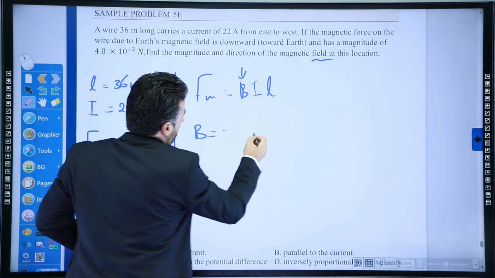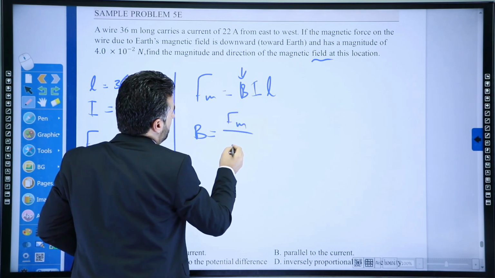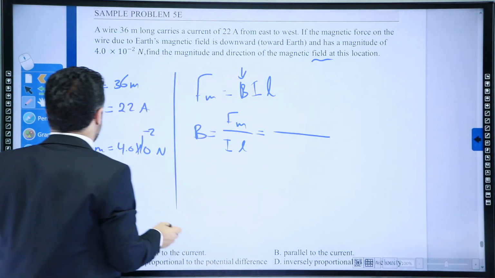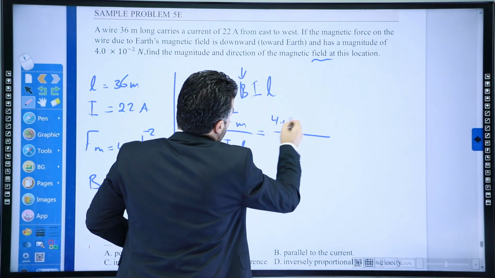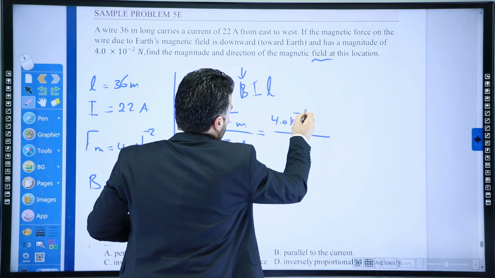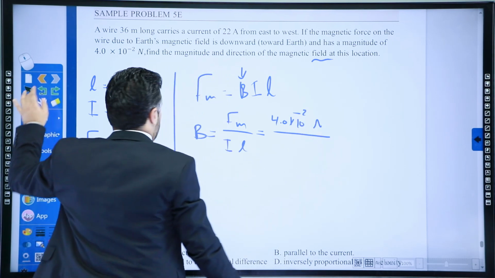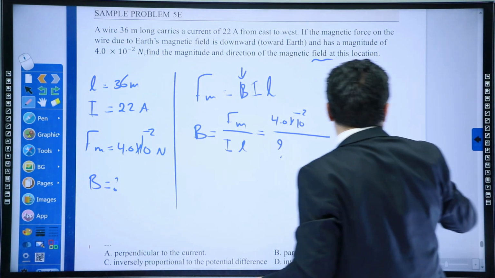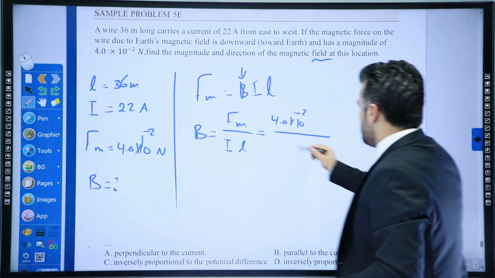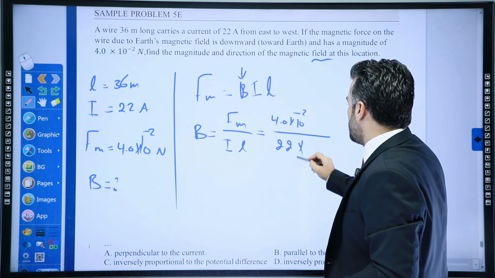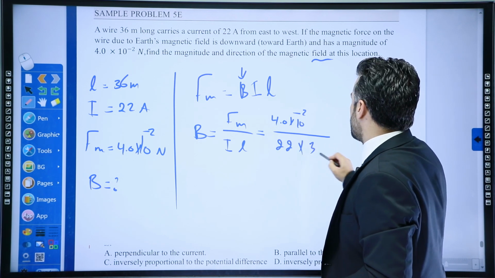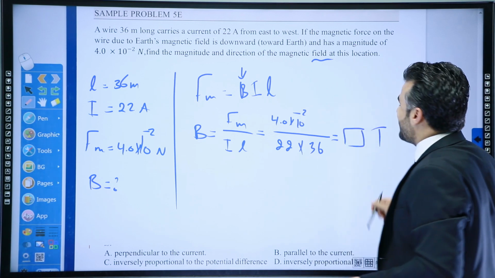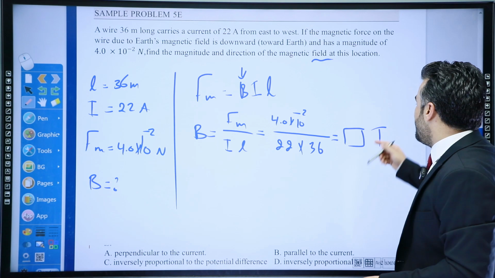Okay, so we want the magnetic field strength here. So B equals F magnetic over what? Over IL here. So F magnetic force, what is it? That is 4.0 times 10 to the power negative 2 Newton. We don't need the Newton for now. And then divided by the current, which is 22 amperes, multiplied by the length, which is 36 meters. Okay, you do the math, of course, you will get the strength of the magnetic field. That is basically in Tesla.